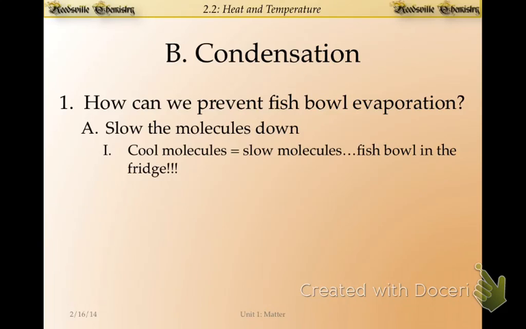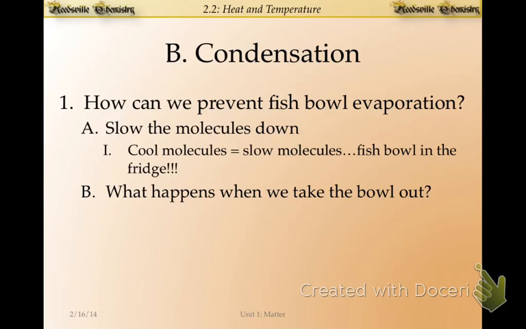So we could take our fishbowl and put it in the refrigerator. Although that's a horrible idea because I don't think fish like refrigerators, unless they're being frozen. And they don't like that either. Well, let's say, just for experiment's sake, we do place the fishbowl in the refrigerator and let it sit there for a while. It's going to get pretty chilly.